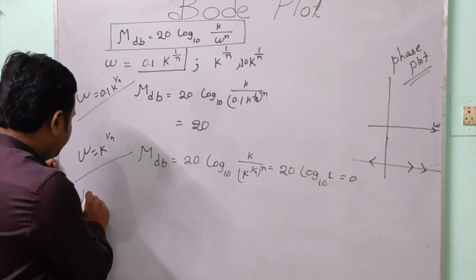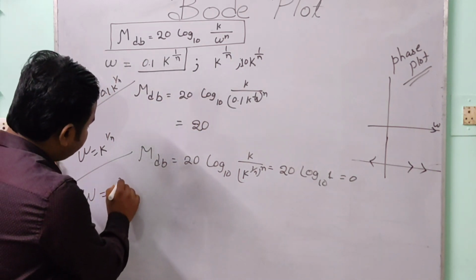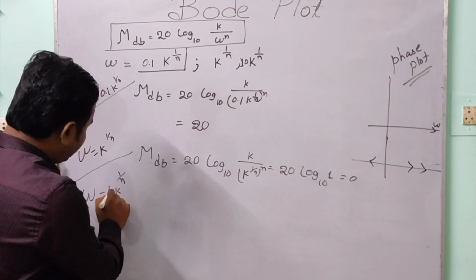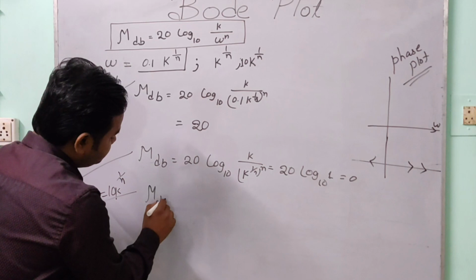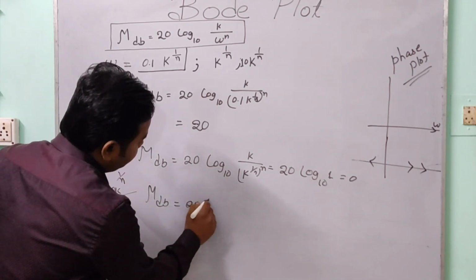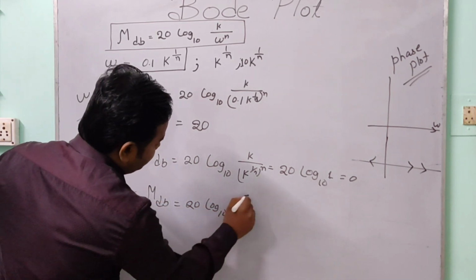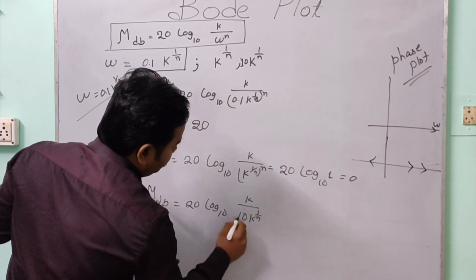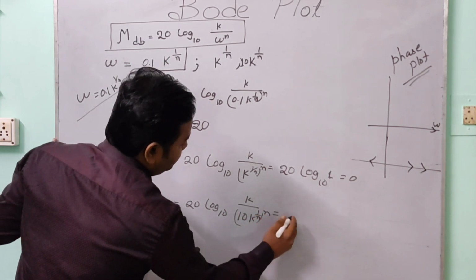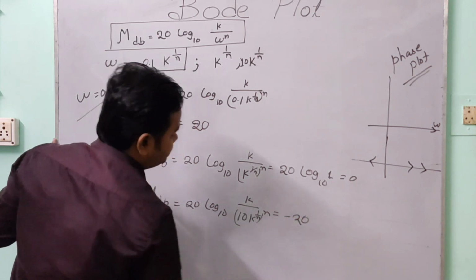Similarly, by putting ω equal to 10 into K to the power 1 by n, I can get M in decibels equal to 20 log base 10 of K divided by (10 K^(1/n)) to the power n, whose value will be minus 20 here.